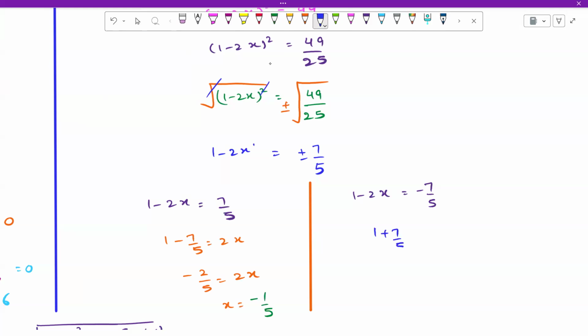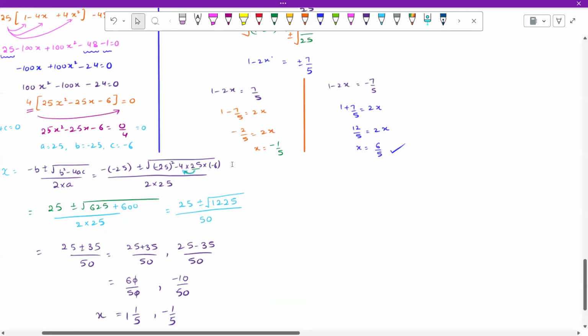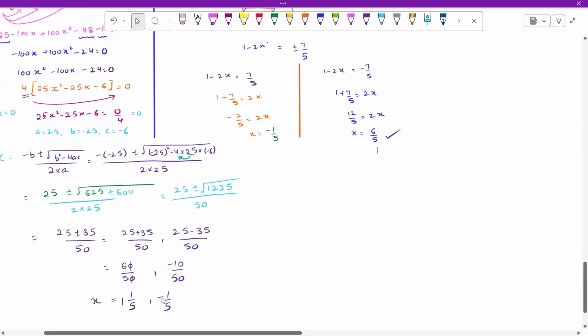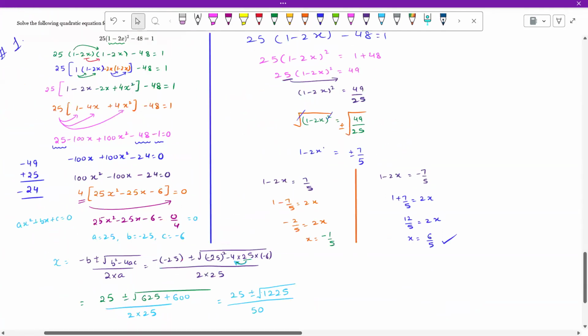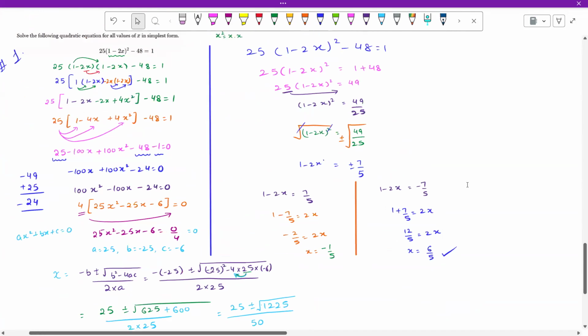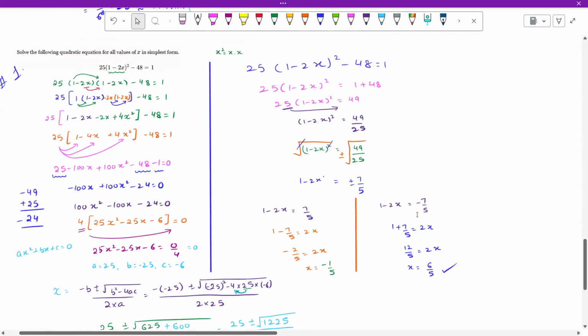Now let's look at here. 1 plus 7 over 5 equivalent to 2x. And this becomes 12 over 5 equivalent to 2x. So what is the answer we'll be getting here? 6 over 5. And these are the same answers that we got here. 1 and 1/5 is 6 over 5, and this is negative 1/5. But here it just took us longer to solve it. Here it took us a short time to solve this.